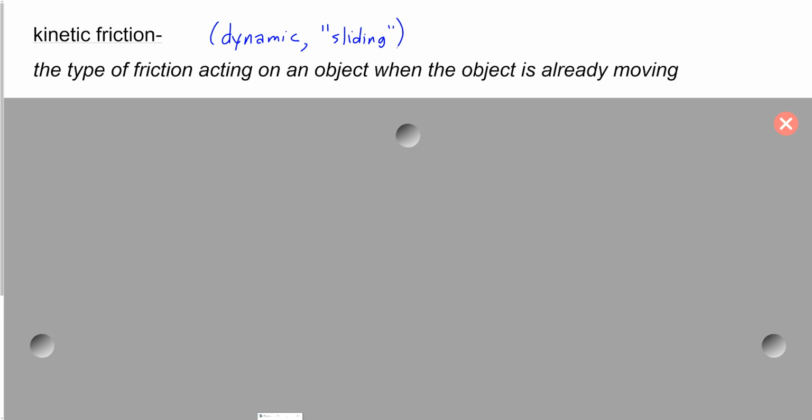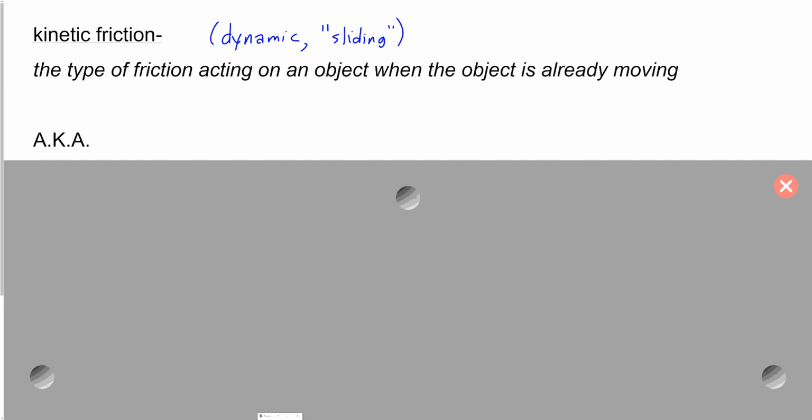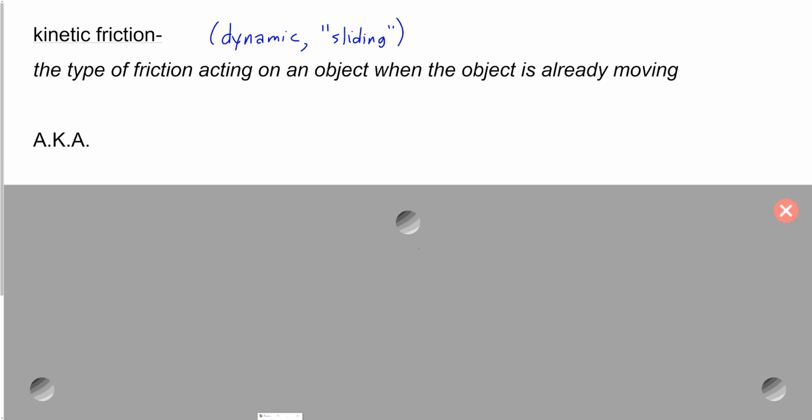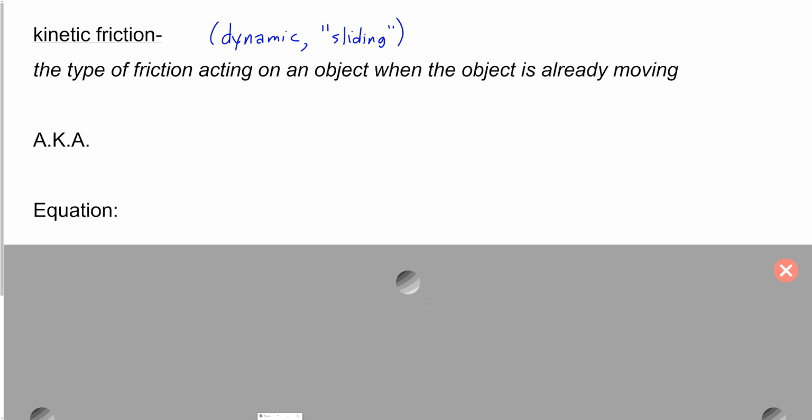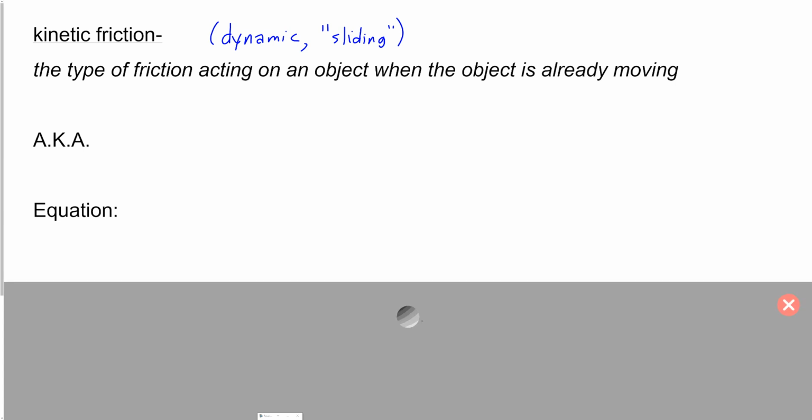So the type of friction that acts on an object when an object is already moving or when an object is sliding or skidding, also known as dynamic friction or sliding friction. Now, there is an equation that helps us to find fairly easily the magnitude of this force of sliding, dynamic, kinetic friction.